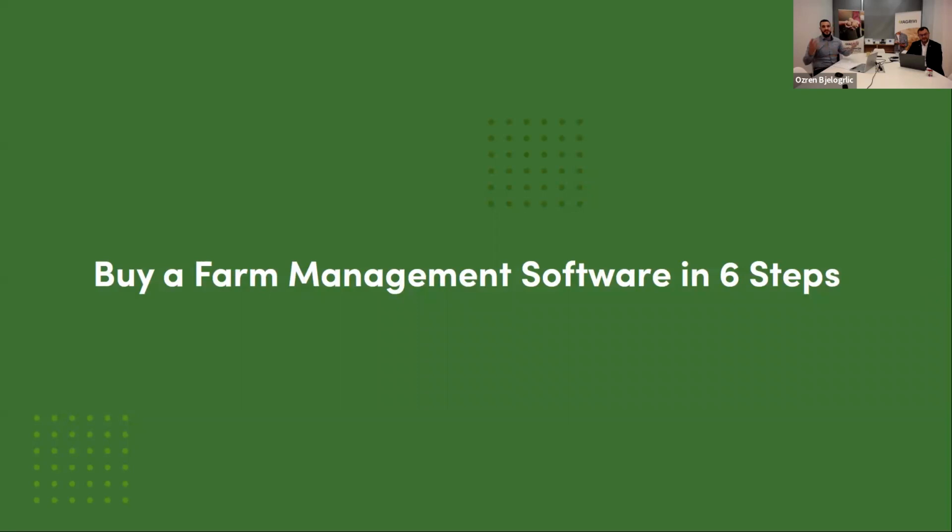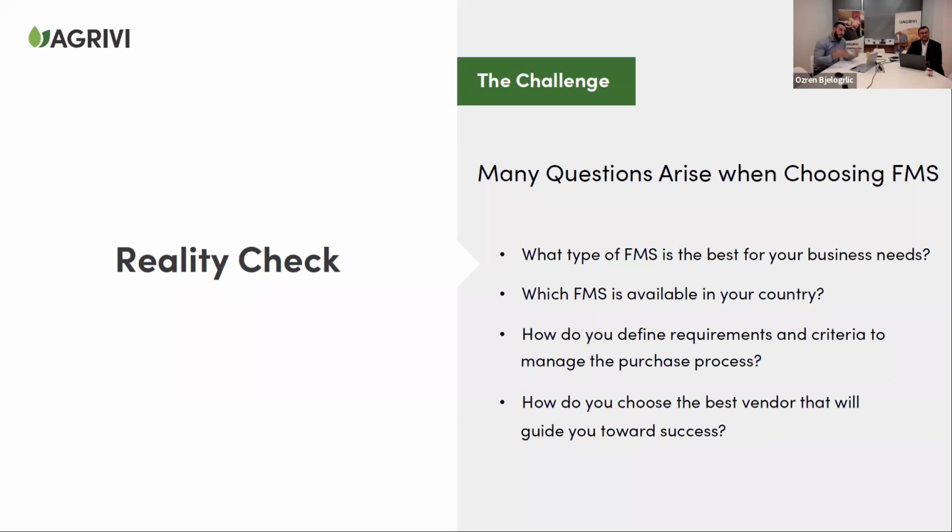As Matija mentioned, and as you saw through our digital channels, today's topic is how to buy farm management software in 6 steps. Before we dig deeper into all of those steps, at the point where you're inquiring, you understand that you might need software, and wonder who to approach and how to approach, there is a reality check, as with anything you want to purchase in your life. It's the same for a system or software. Many questions arise when choosing an FMS, or farm management system, as we call it.